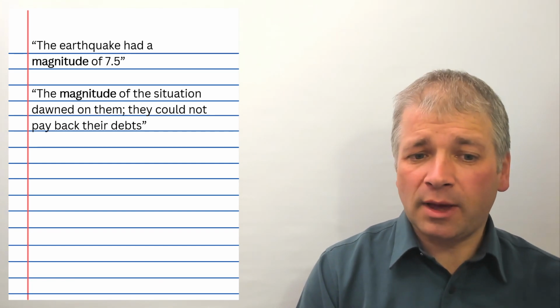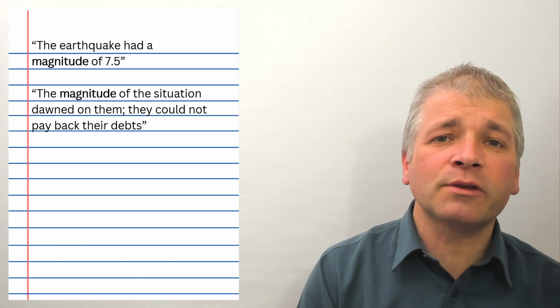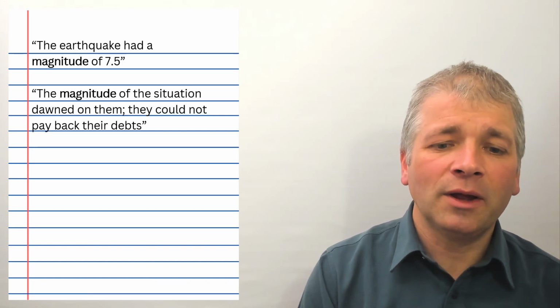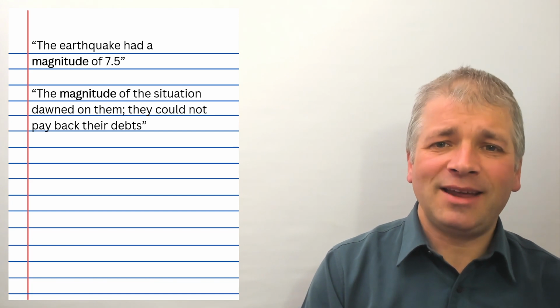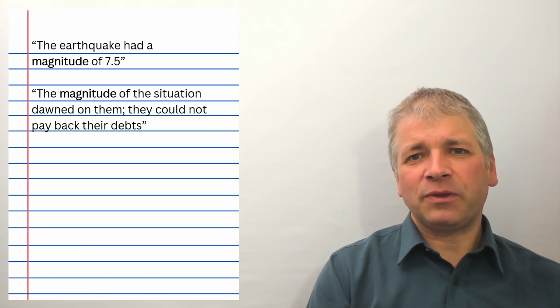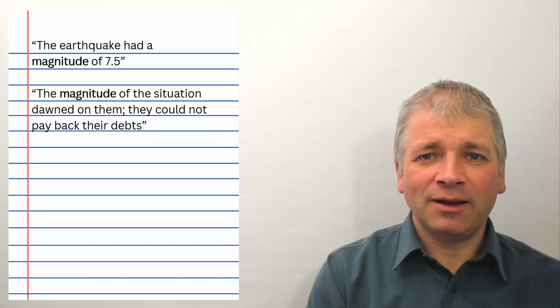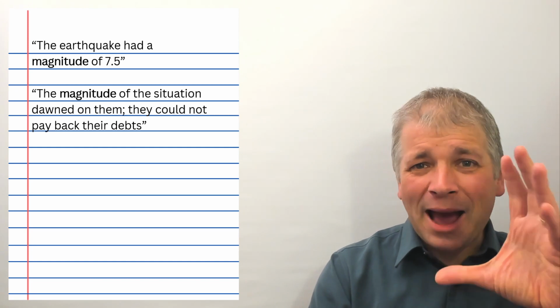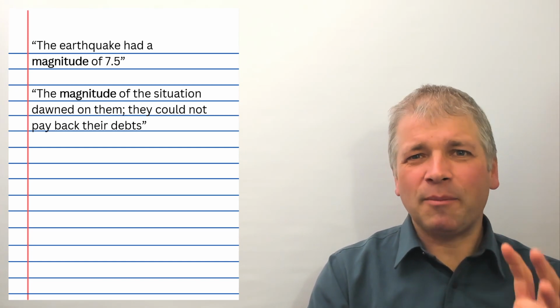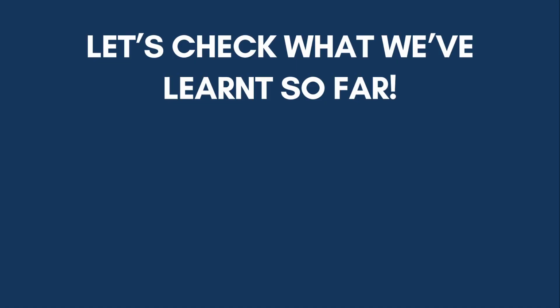But we could also say the magnitude of the situation dawned on them. They could not pay back their debts. Let's think about this. Someone has debts and they get bigger and bigger and they can't pay them back. And there is a magnitude to the situation. It becomes really, really big. Let's check what we've learnt so far.